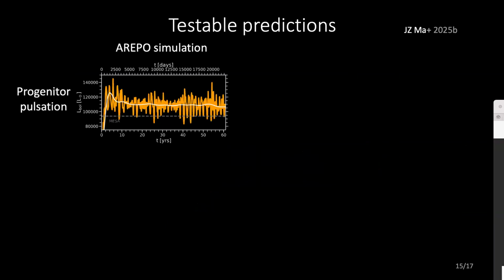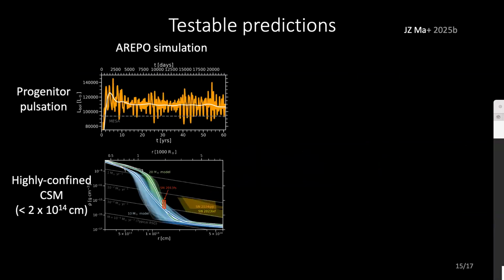And I can make some testable predictions for future observations. What I predict is that most of these supernova progenitors should have this large amplitude variability just before they die. And this should show up in their light curves if you observe them just before they die. For example, this predicted light curve from my simulation. And I also predict that all of them should have this highly confined material around them.